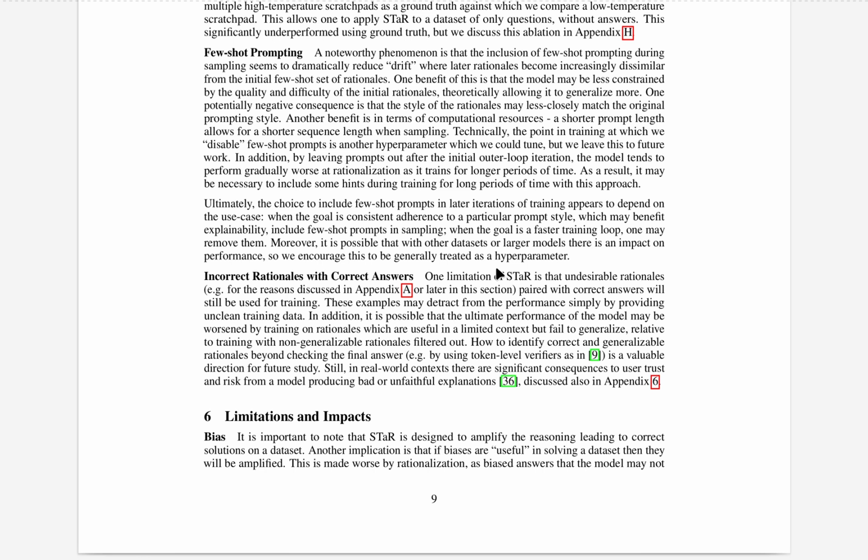Incorrect rationales with correct answer. One limitation of STaR is that undesirable rationales, e.g., for the reasons discussed in Appendix A or later in this section, paired with correct answers, will still be used for training. These examples may detract from the performance simply by providing unclean training data. In addition, it is possible that the ultimate performance of the model may be worsened by training on rationales.